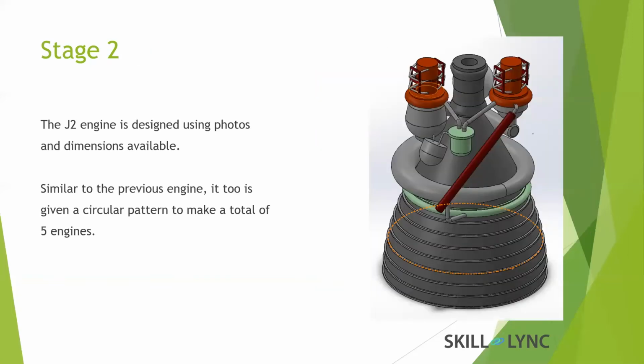Next, I started with the second stage. Now, in this stage, I also started with the engine. This time it's a bit different engine. It's the J2 engine. It's a smaller version, and in the same way as the previous one, I designed it using other visual aids such as images. And I made a total of 5 engines in the same manner. So there are a total of 5 engines in this stage.